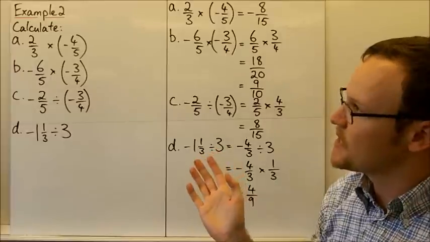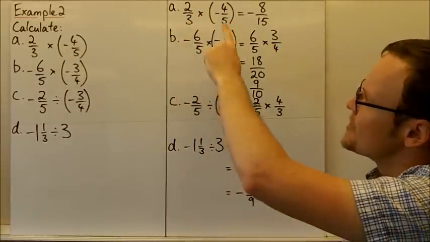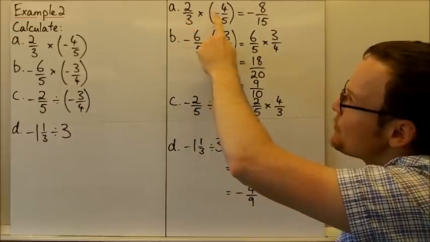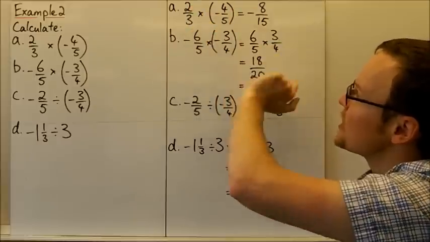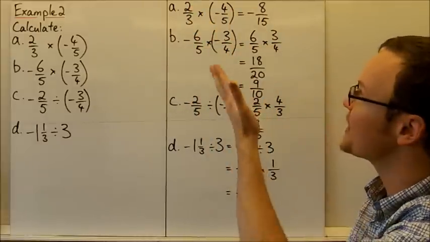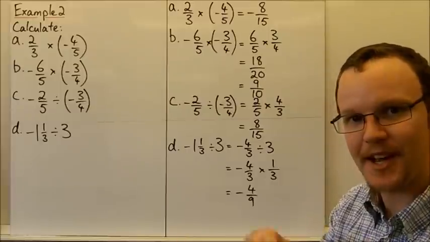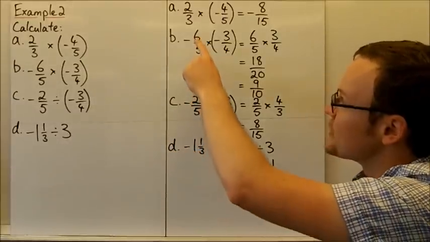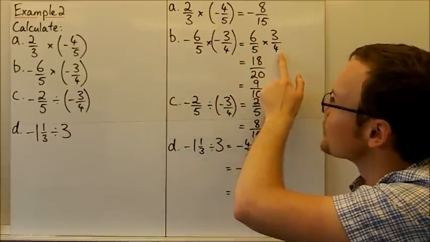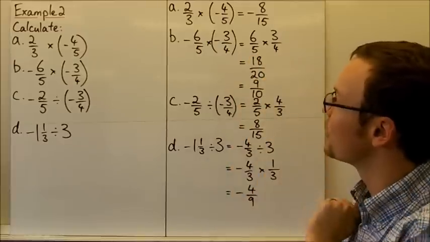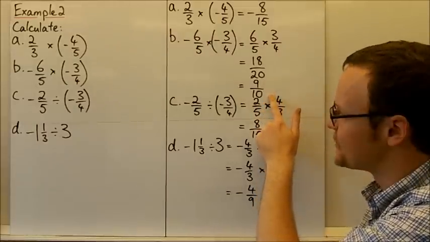So having a look at a couple of examples here. We've got 2/3 times negative 4/5. We've got different signs, so it's going to be negative. And then we just multiply as usual. 2 times 4 is 8, 3 times 5 is 15. So it'll be negative 8/15. Here we've got the signs are the same. So because the signs are the same, it'll be positive. So it'll be exactly the same value as 6/5 times 3/4. 6 times 3 is 18. 5 times 4 is 20. So that simplifies to 9/10.